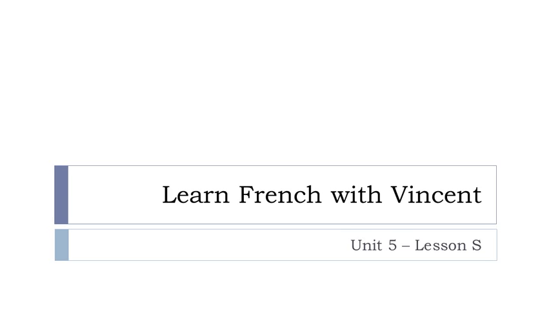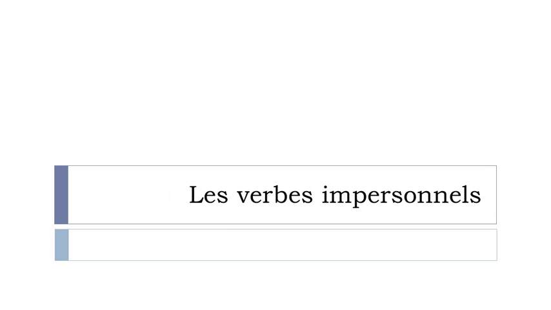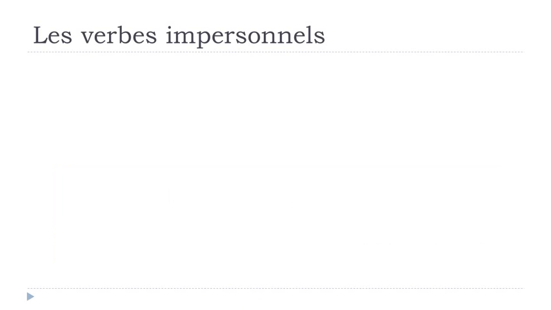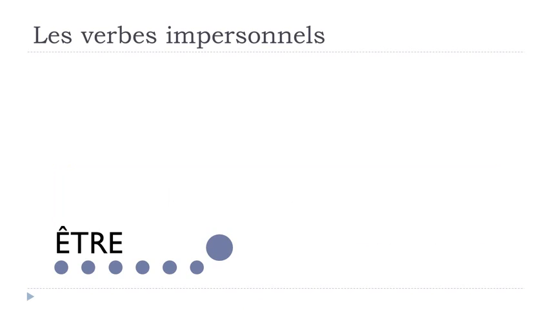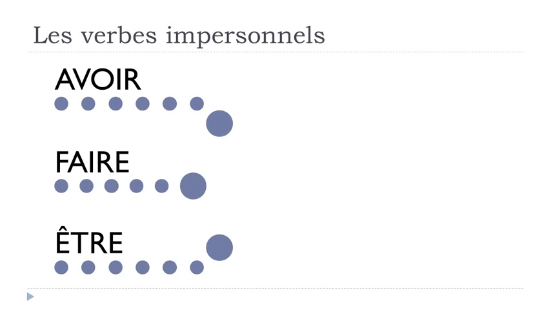It's quite important, because it is the last lesson for this unit. Okay, so in this lesson we'll discover together les verbes impersonnels. So they are really useful and it's quite important to see them. And so we'll focus on three verbs. The first one, être, to be. Second one, faire, to do. And the last one, avoir, to have.